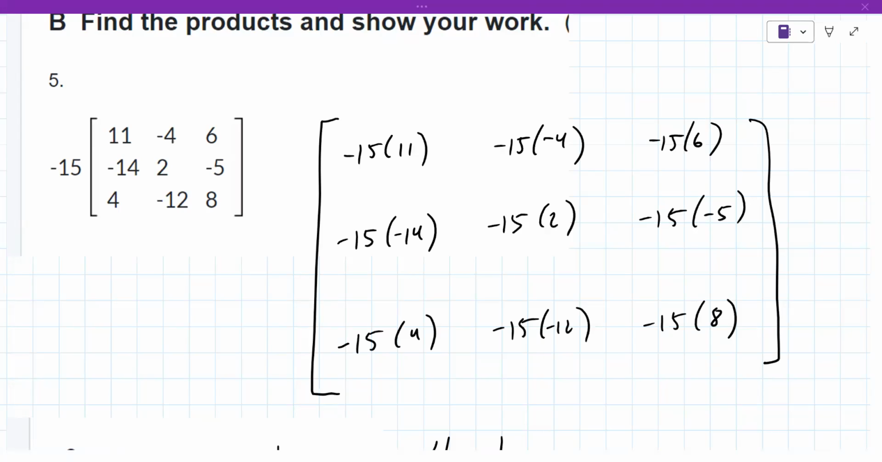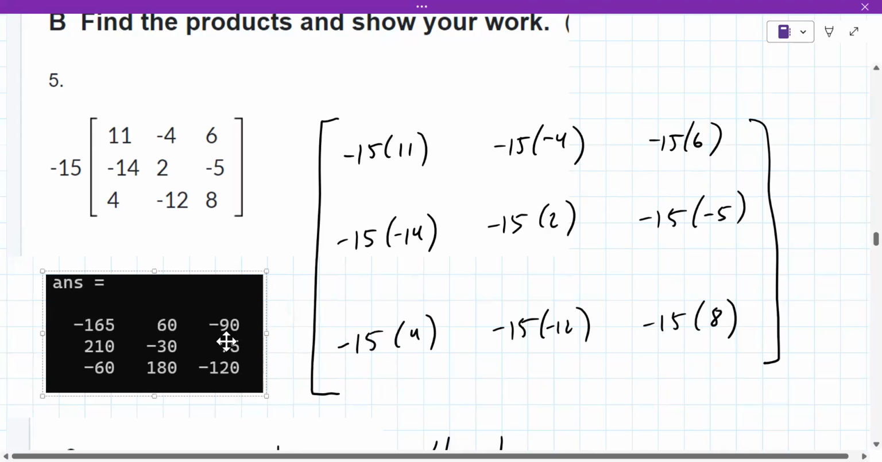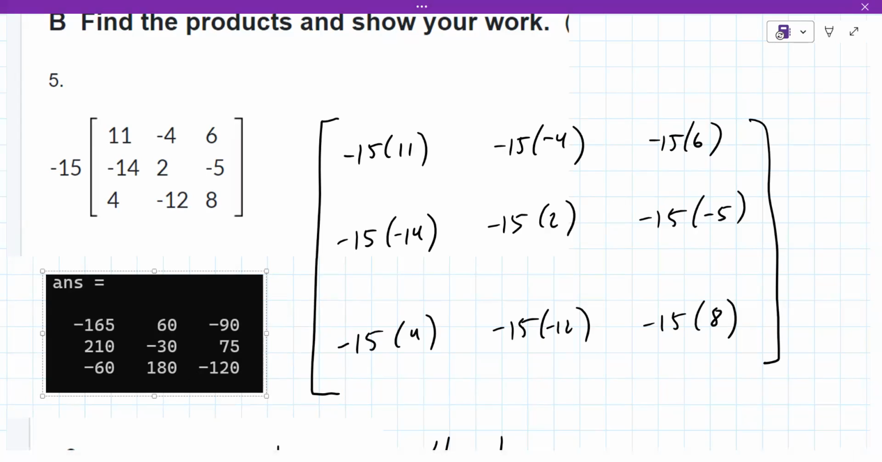Okay, so here's what I got. Negative 165, 60, negative 90, 210, negative 30, 75, negative 60, 180, and negative 120. Good. There you go. You got it. All right. We're going to go ahead and stop right there.